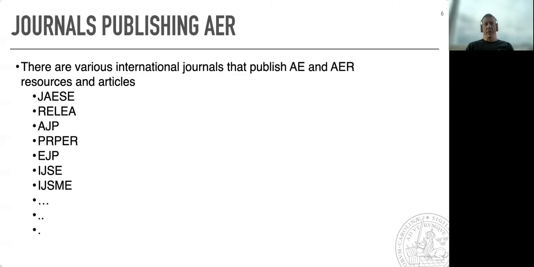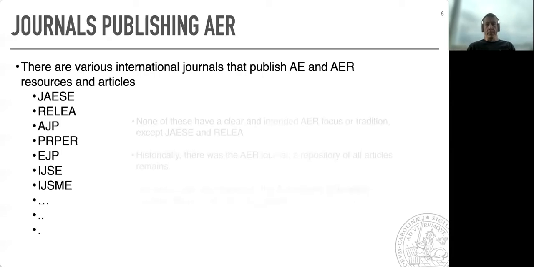And there are a number of journals that you can use to publish astronomy education research articles. We're talking about the Journal of Astronomy and Earth Science Education, for instance. We talk about RELEA, American Journal of Physics, Physical Review Physics Education Research, European Journal of Physics, International Journal of Science Education, and International Journal of Science and Math Education, and many more.